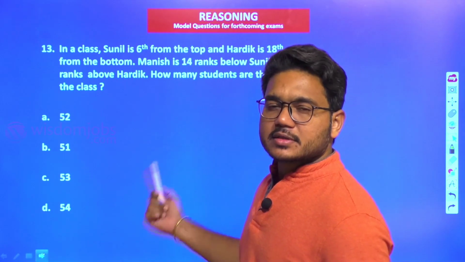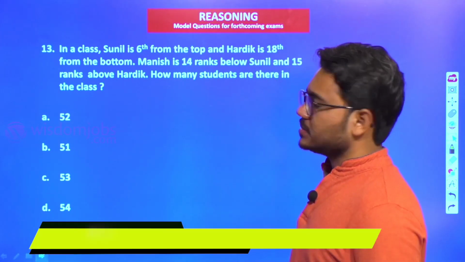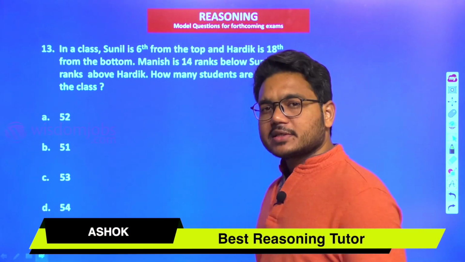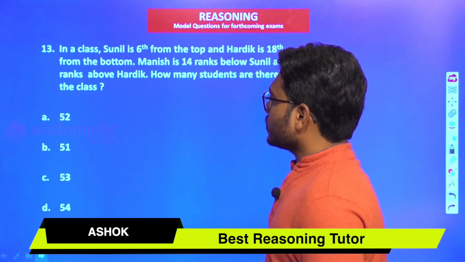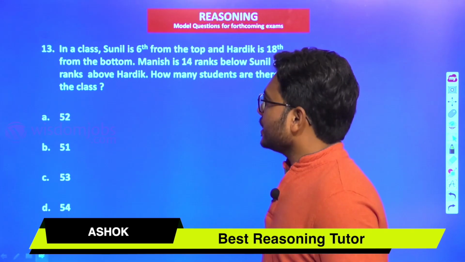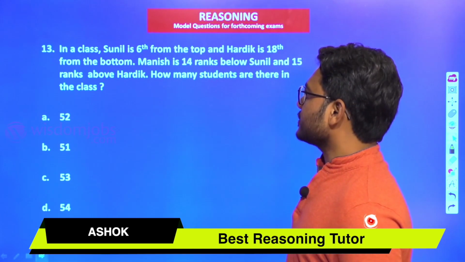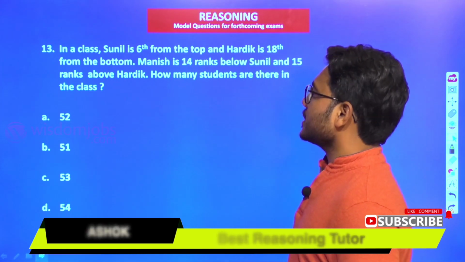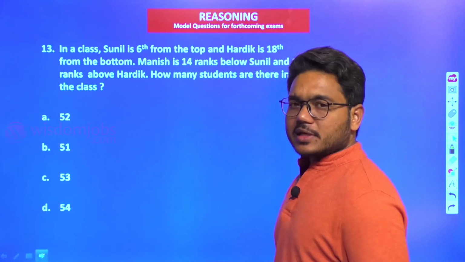Let us see this next problem. It is obvious from this that it is a ranking problem, which falls under the category of seating arrangement, a similar kind of problem. So what is given? Let us read out the problem first. In a class, Sunil is 6th from the top and Hardik is 18th from the bottom. Manish is 14 ranks below Sunil and 15 ranks above Hardik. How many students are there in the class?